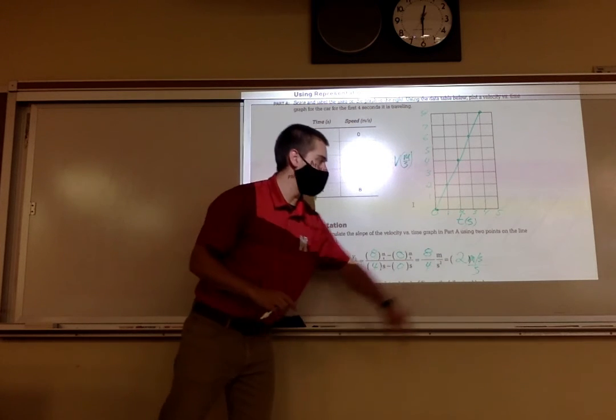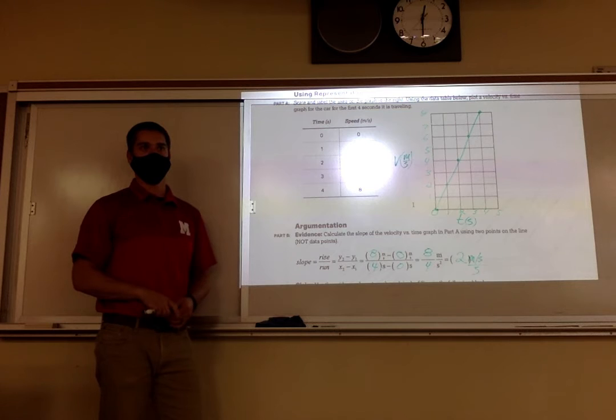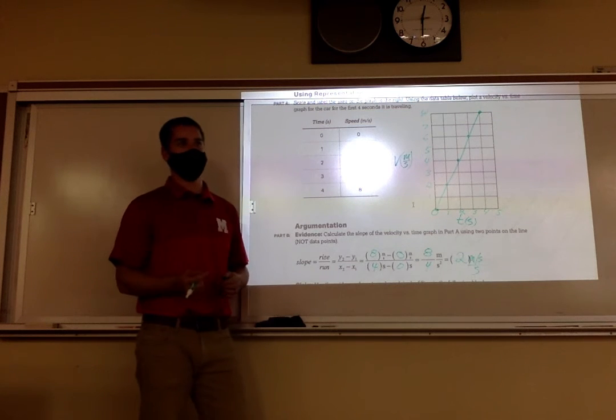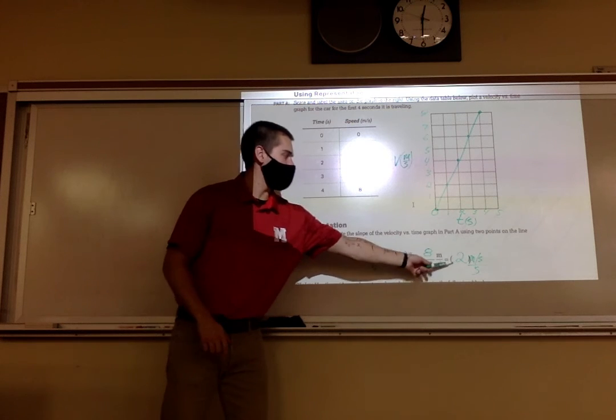So what is the slope again? What does it mean? What does the slope of a velocity time graph mean? What did we just calculate?